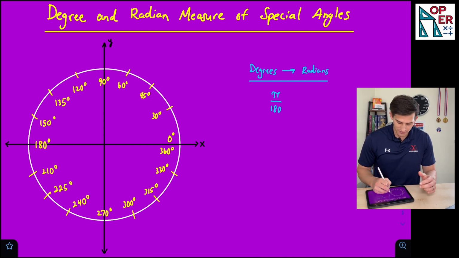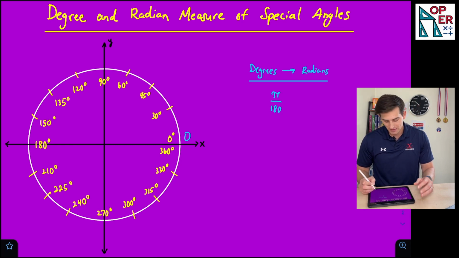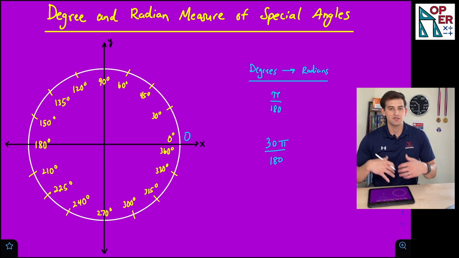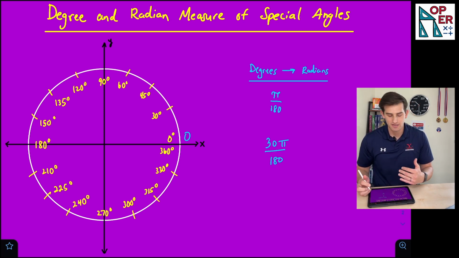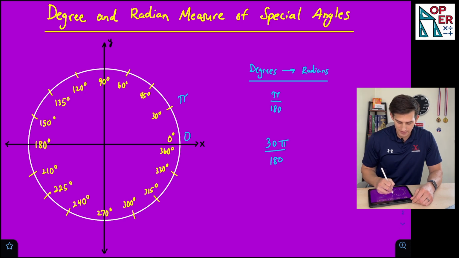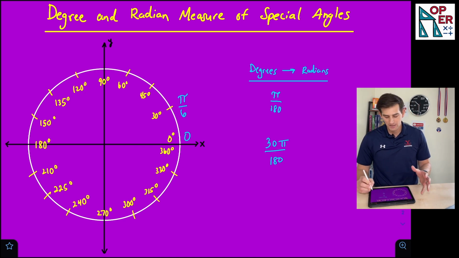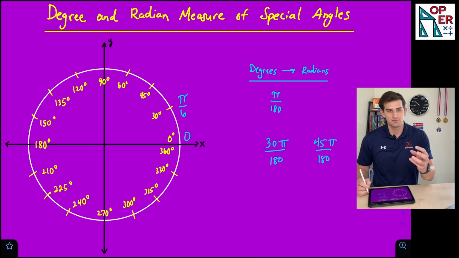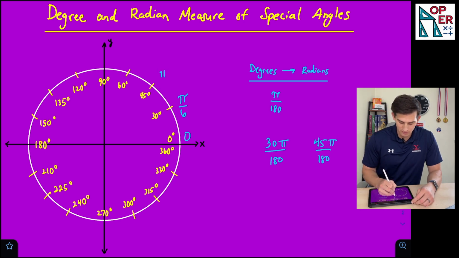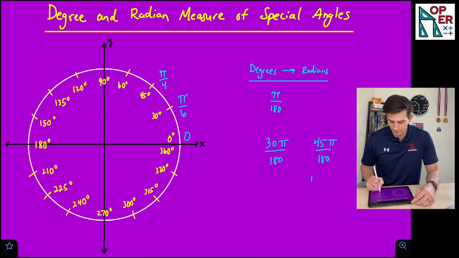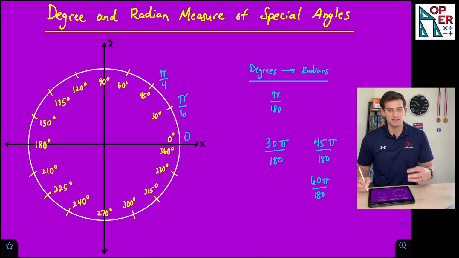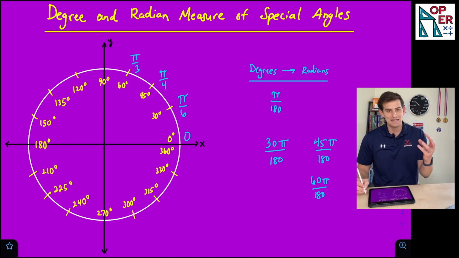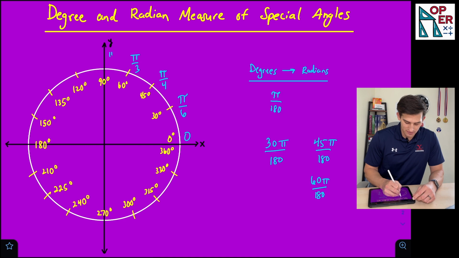Well, obviously, if we have 0 degrees, we have 0 pi. For 30 degrees, we would say 30 pi over 180, and we could just reduce 30 over 180 to be 1 over 6. So 30 degrees is the same as pi over 6. Now, if we did 45 pi over 180, that's 1/4, so this would be pi over 4. Then we would do 60 pi over 180, and we would see that that is 1/3 pi, so pi over 3. And then 90 pi over 180, we would see that is pi over 2.